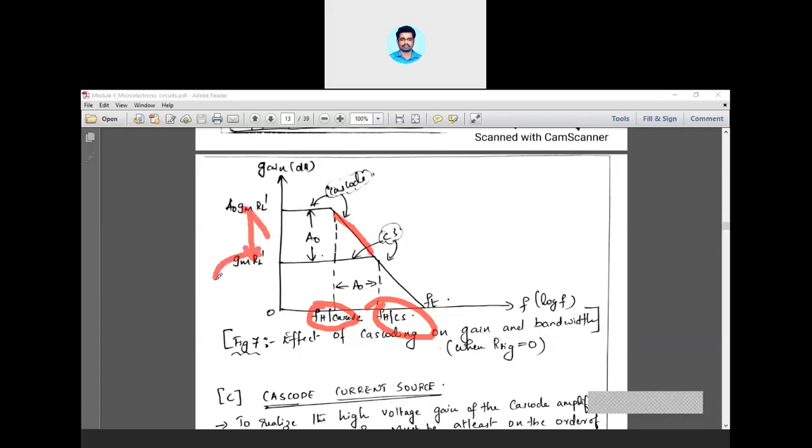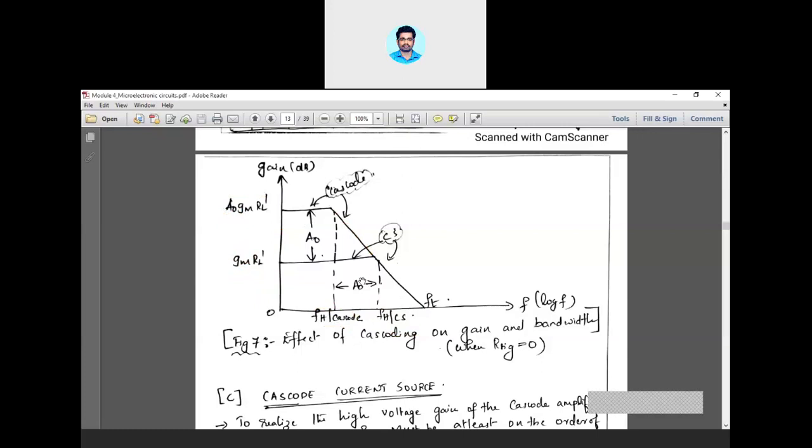With an ordinary CS amplifier, I repeat, with an ordinary CS amplifier, you are having a gain of only gm into RL dash. But now see, your gain has multiplied by A naught because you are having two stages, isn't it? So the overall gain now has become A naught times gm into RL dash, where the gain has been significantly increased by A naught times. But your bandwidth has decreased by a factor of A0.